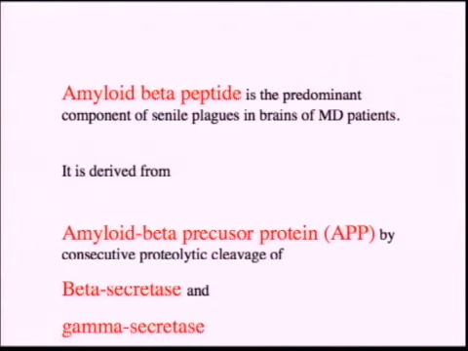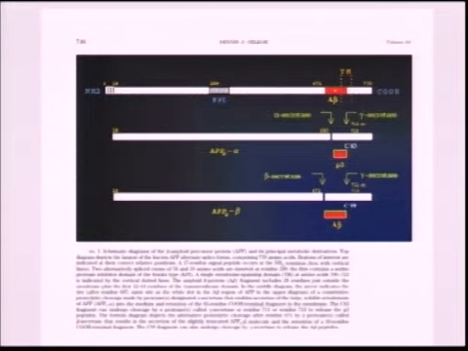And this little guy is derived from this bigger protein through two enzymatic cuts. One is called beta secretase, the other is called gamma secretase. And this is important, bear with me a little bit. So this is about the proteomics now.